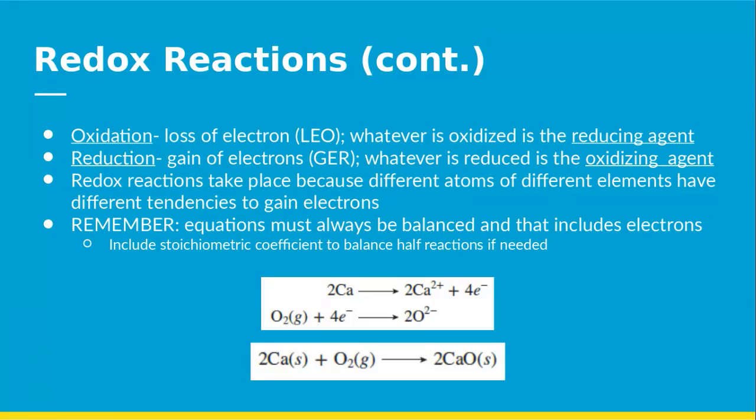You do that by using stoichiometric coefficients to balance each of the half reactions. In the example on this page, we have calcium being oxidized into calcium 2 plus, and we have oxygen being reduced into oxygen 2 minus. We had to multiply the top half reaction by 2, and that's why you have coefficients of 2 on the calciums, and you have 4 electrons, and that way the 4 electrons can cancel out with each other to give us the final redox reaction shown at the bottom.